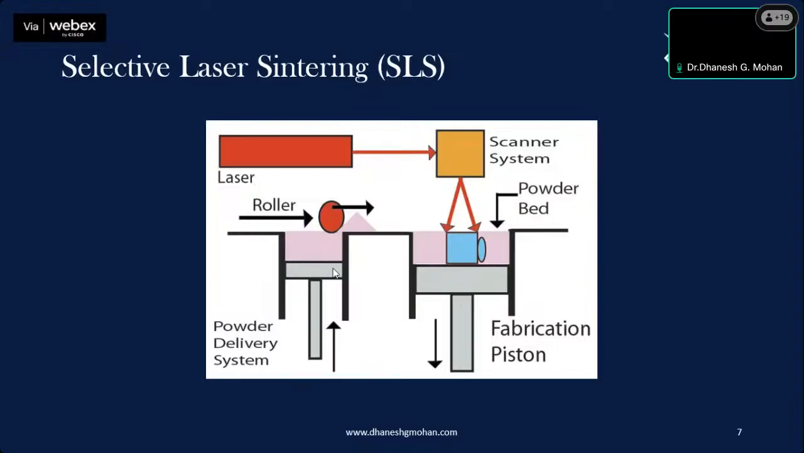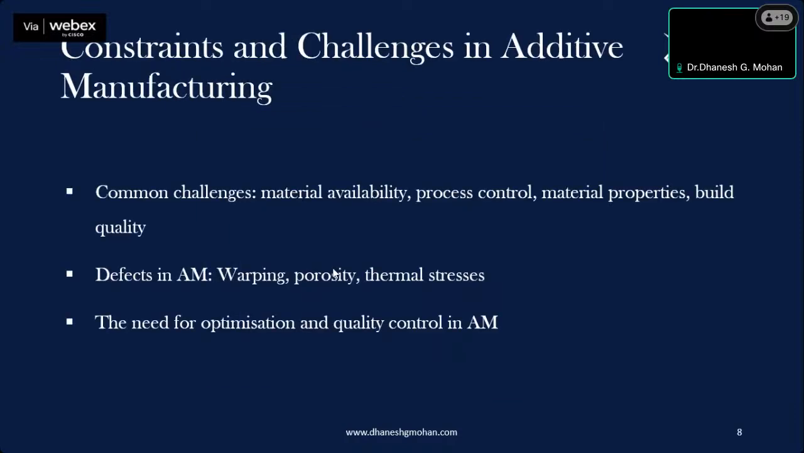Right? Next slide, please. So, constraints and challenges in additive manufacturing. Still, there is a lot of material available for 3D printing, but as a researcher, we need to say that the materials we require to prepare a high performance material are still not available.